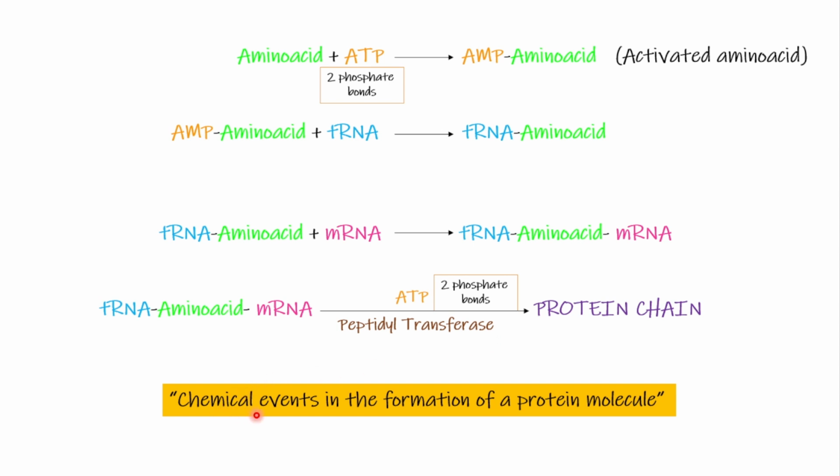Okay, so these are the chemical events in the formation of protein molecule. So by this, we have finished translation. We have also discussed that there are chemical events present in them. We have also discussed in this part different types of RNAs.